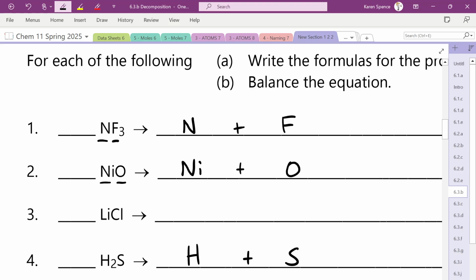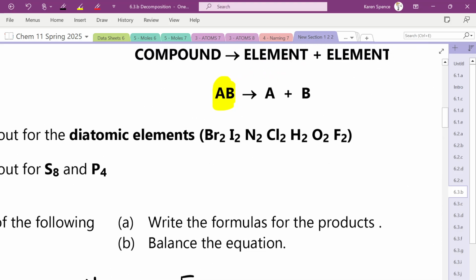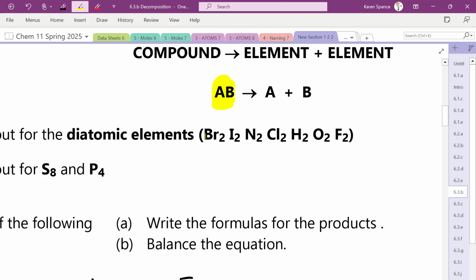Now, I'm not done yet, because lots of elements will just be the single element, but you have to remember that we have all the elements that are diatomic when they are on their own. We have Br, I, N, Cl, H, O, F. Let's see if they're all here.